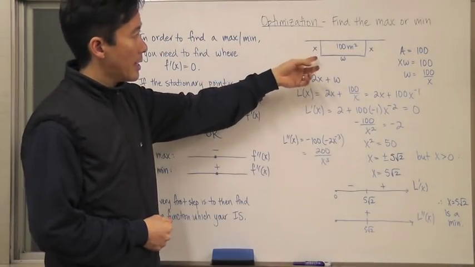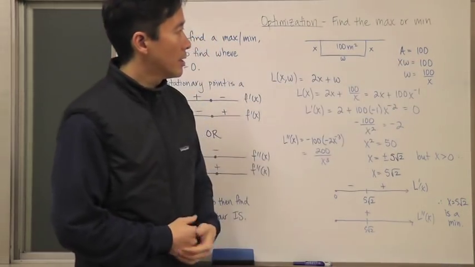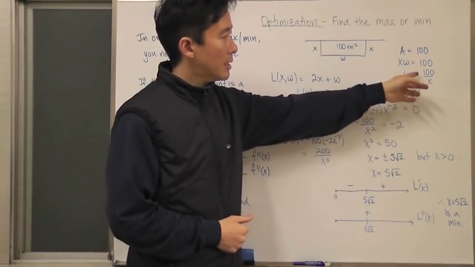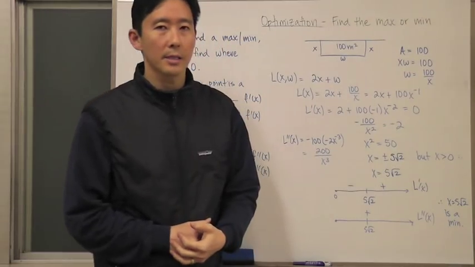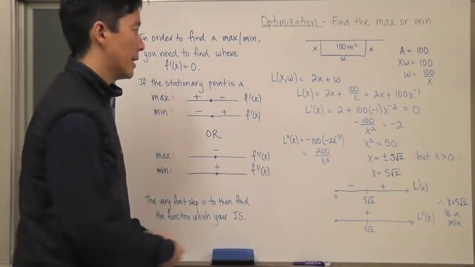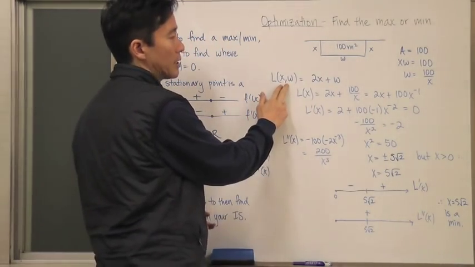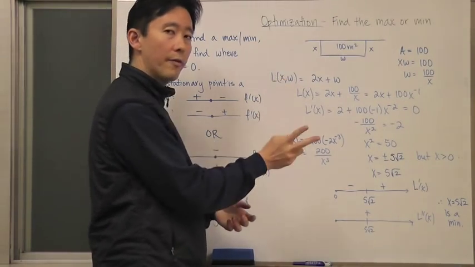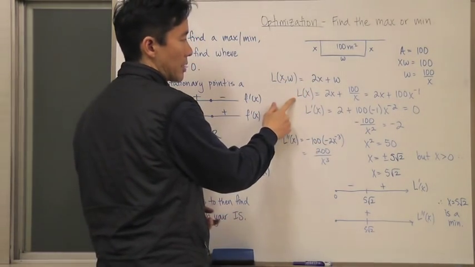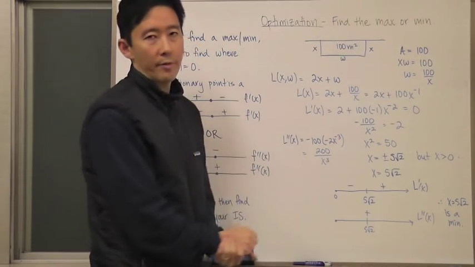So if we go ahead and take x times w, we get 100. So we can then solve for w and say that w is equal to 100 over x. What that means then is that I can change this initial statement, which is in two variables, into a statement which only has one variable in terms of x.